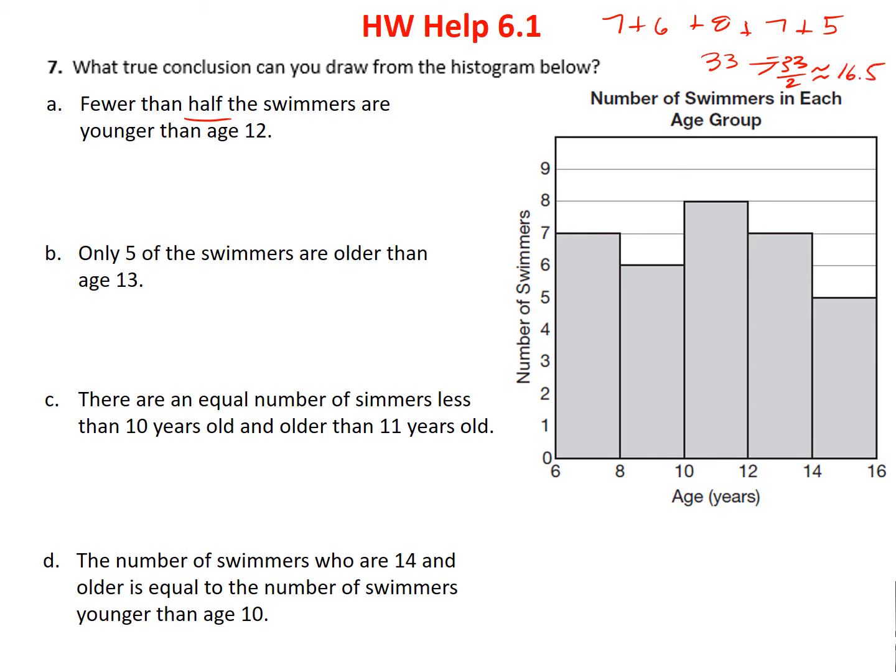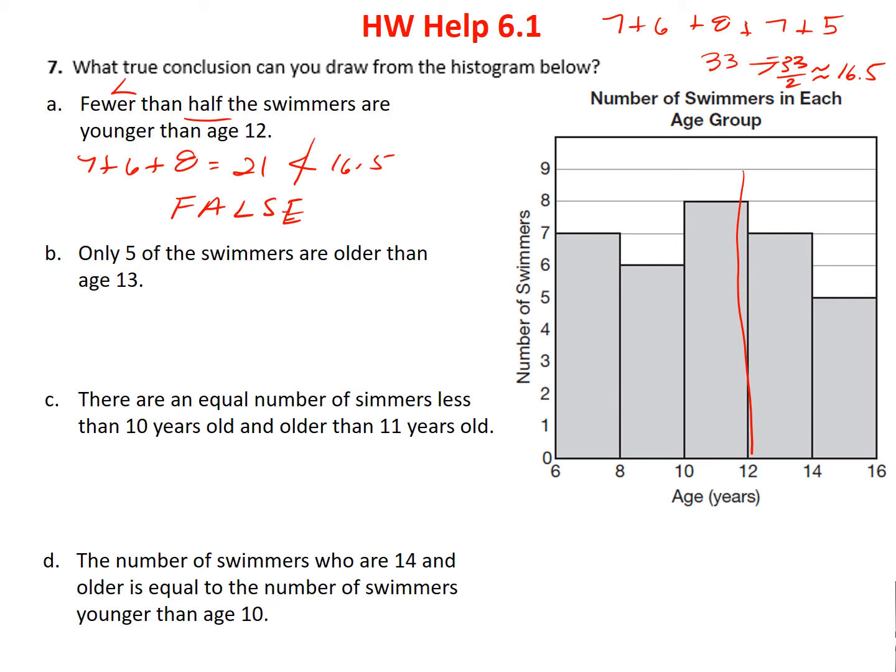So the question is, are fewer than half the swimmers younger than 12? Well, younger than 12 means from here. So younger than 12 is going to be 7 plus 6 plus 8. So that's going to be 7 and 6 is 13 plus 8 equals 21. And the question was fewer than or less than, but that is not less than 16.5. So we would have to say this statement is false. There are more than half the swimmers less than 12, not fewer.